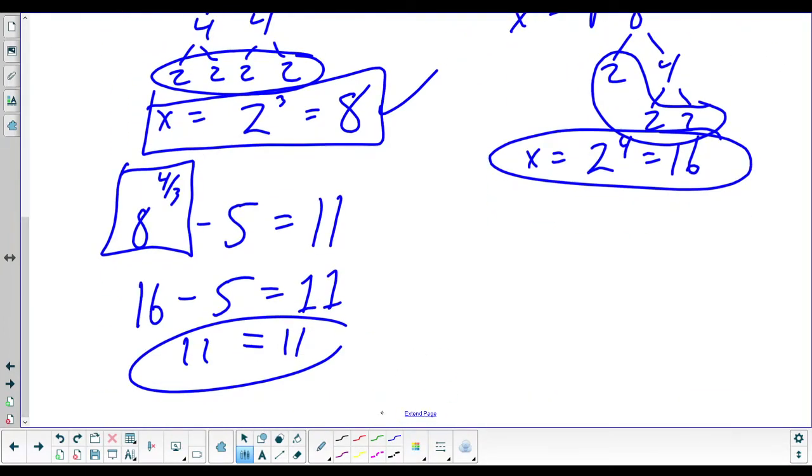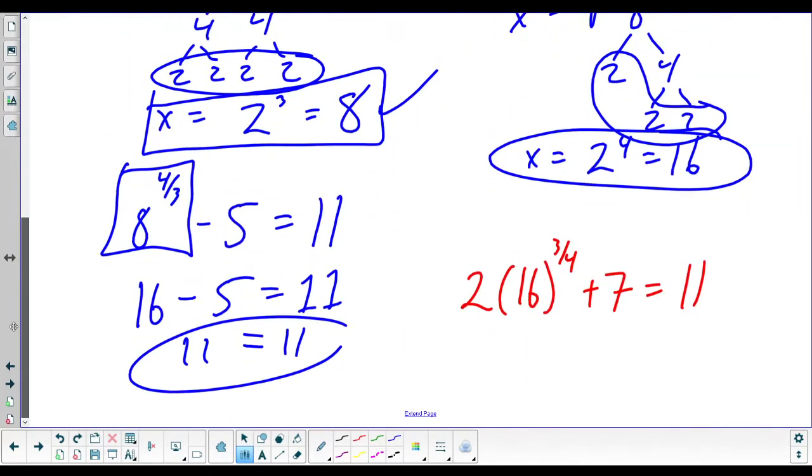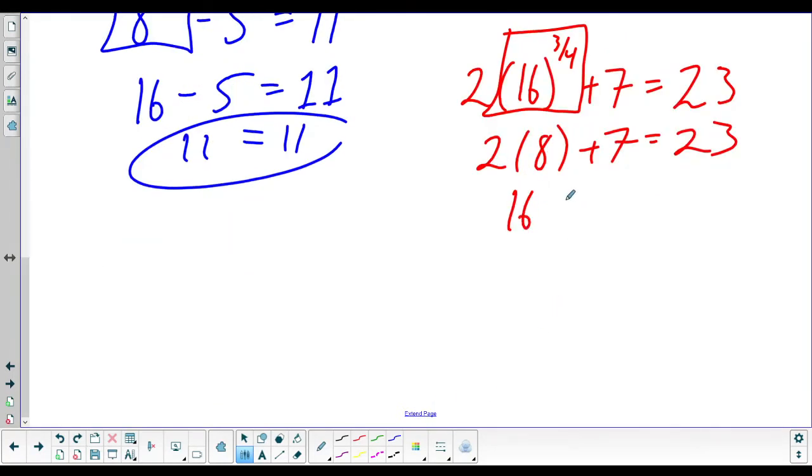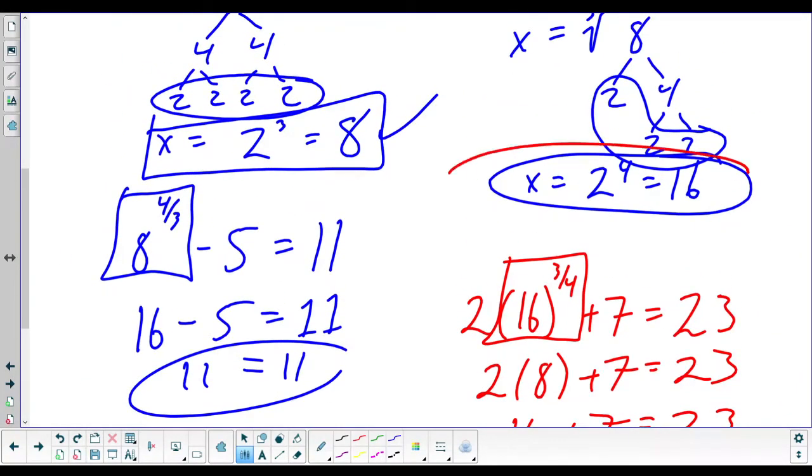So we have 2 times 16 to the 3/4 power plus 7 equals 11. Let me just double check that I'm writing that. Oh, it doesn't equal 11. It equals 23. I'm getting my problems mixed up. Let's erase that and make sure everything's clear. So start by doing your exponent. Type that into your calculator. You're going to get 16 to the 3/4 power is 8. 2 times 8 is 16, plus 7 is 23. So it works. So our answer is indeed x equals 16.